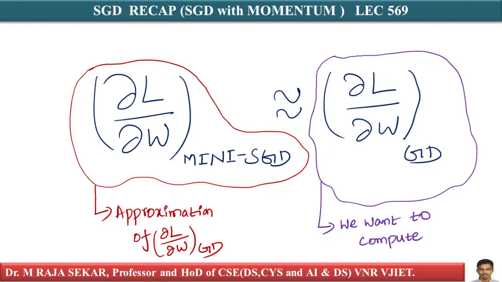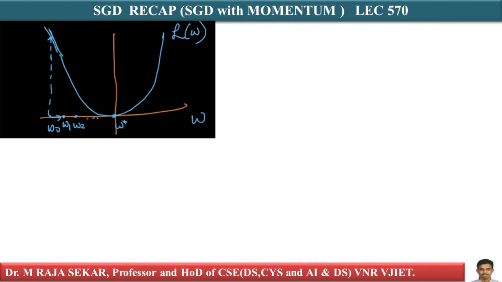Why? Because calculating this dou L by dou W with mini batch SGD is easy. I can say mini batch SGD is an approximation for gradient descent. I request all of you to go through my previous lecture.